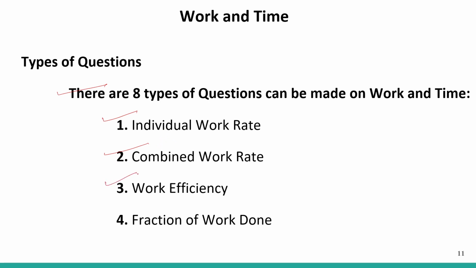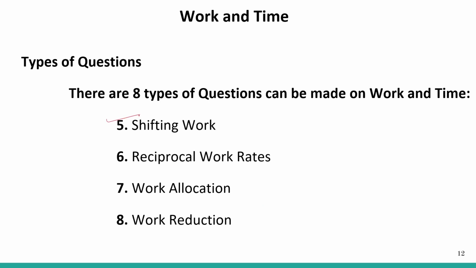And the third question is about work efficiency. How efficient is Anuj than Anup, or how efficient is Aditya than Ravindra. In the fourth kind of question, fraction of work done, if Anuj can dig a hole in 3 days, how much can he dig in 1 day? So this is a question that represents fraction of work done.